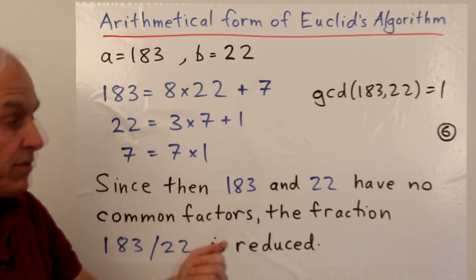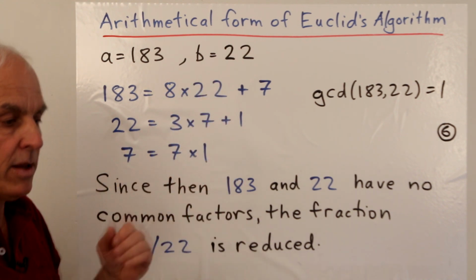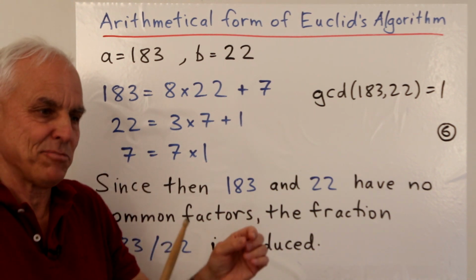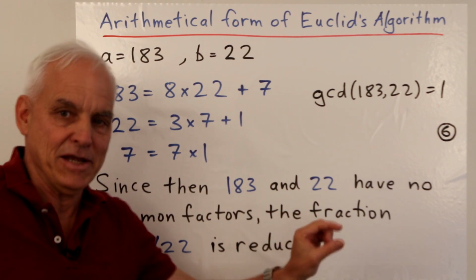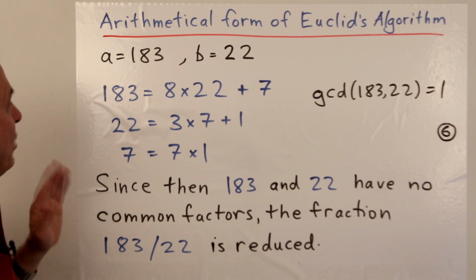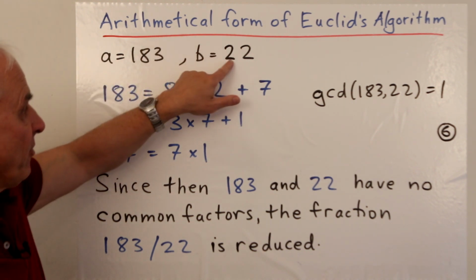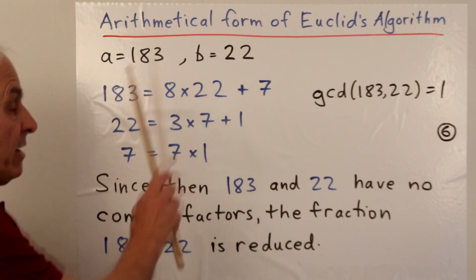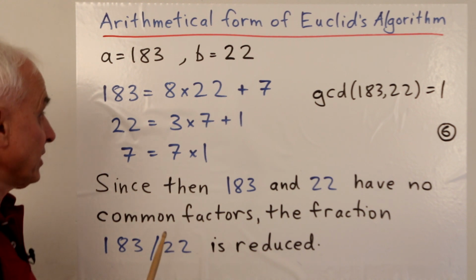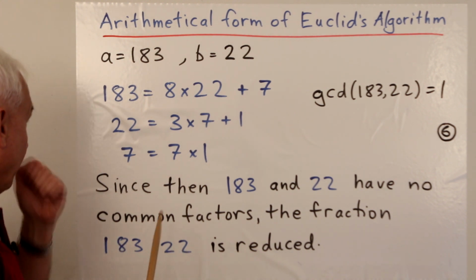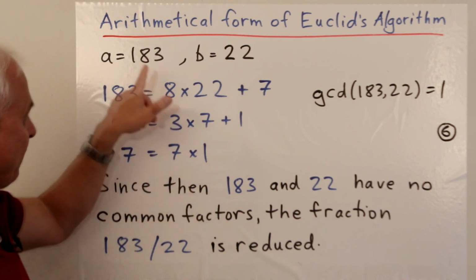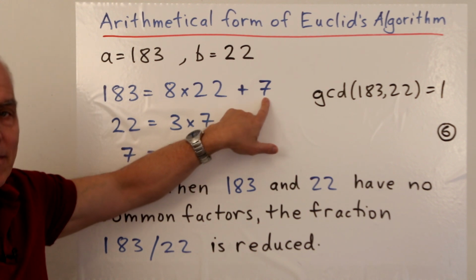Okay, so the arithmetical form of Euclid's algorithm, let's start with two numbers. A is 183 and B is 22. We're interested in the GCD. That's the arithmetical equivalent of that E segment that we obtained in the previous example. So we divide the bigger one by the smaller one. 183 divided by 22 goes 8 times. 8 times 22 is 176, so there'll be a remainder of 7. If this is A and this is B, then this is like C that we obtained previously.